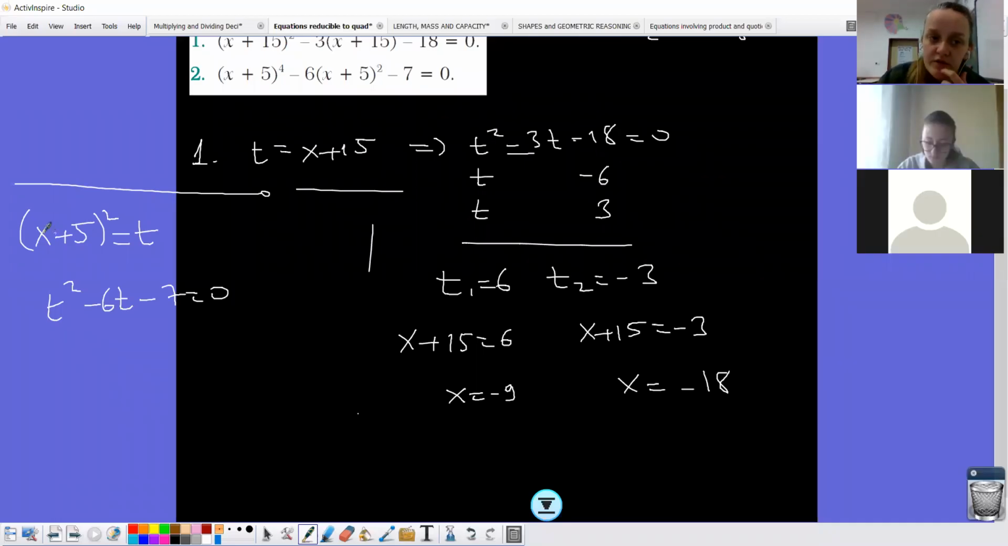So when we change x plus 5 squared to t, our equation will become t squared minus 6t minus 7 is equal to 0, yes? Then from here, 7 and 1 it can be. One of them will be minus, because we have minus 6 here, so it will be minus 7. And then we'll have t1 as 7 and t2 as minus 1.